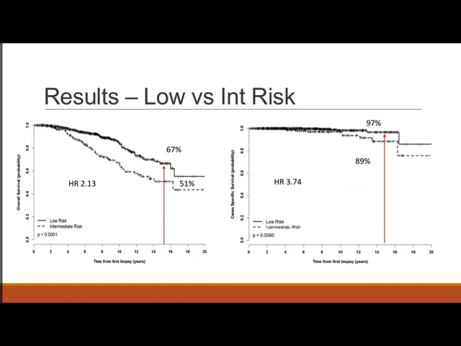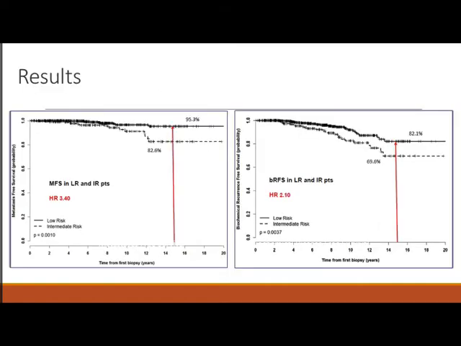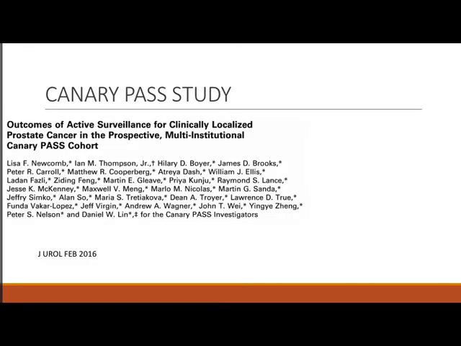And this shows, on the left, the overall survival, low risk versus intermediate risk, and the cancer-specific survival on the right, low risk versus intermediate risk. And this one is metastasis-free survival on the left, low versus intermediate, and biochemical recurrence-free survival for those that had treatment. So definitely a trend towards the intermediate risk faring worse, but there are some caveats there for sure.